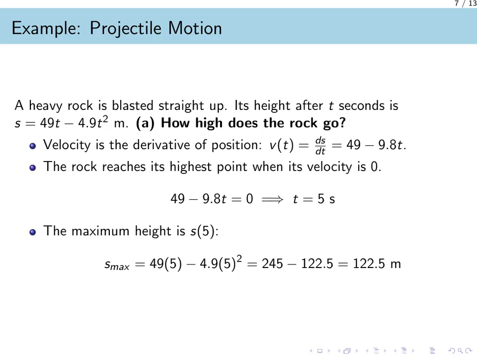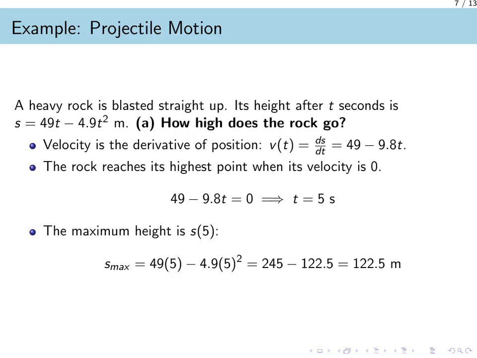The crucial insight is that an object launched upward reaches its highest point at the exact instant its vertical velocity becomes 0, just before it starts to fall. Therefore, we can find the time of maximum height by setting the velocity equation to 0. Solving 49 minus 9.8t equals 0 tells us the peak occurs at exactly 5 seconds. Finally, we substitute this time back into the original position equation to find the maximum height, which is 122.5 meters.